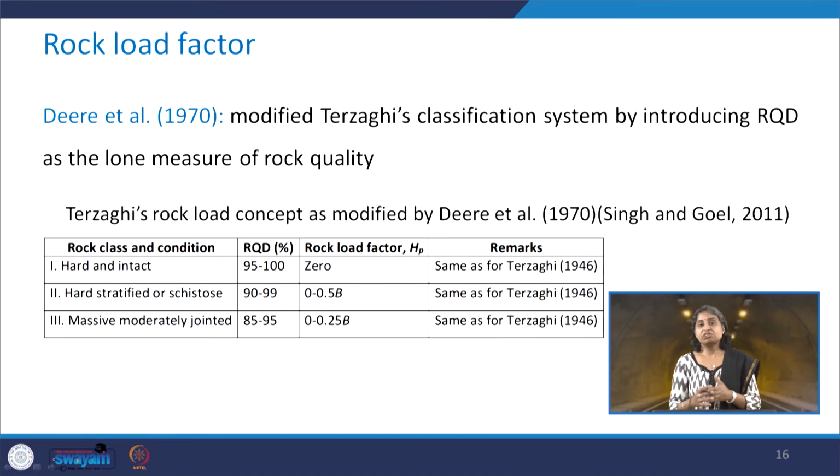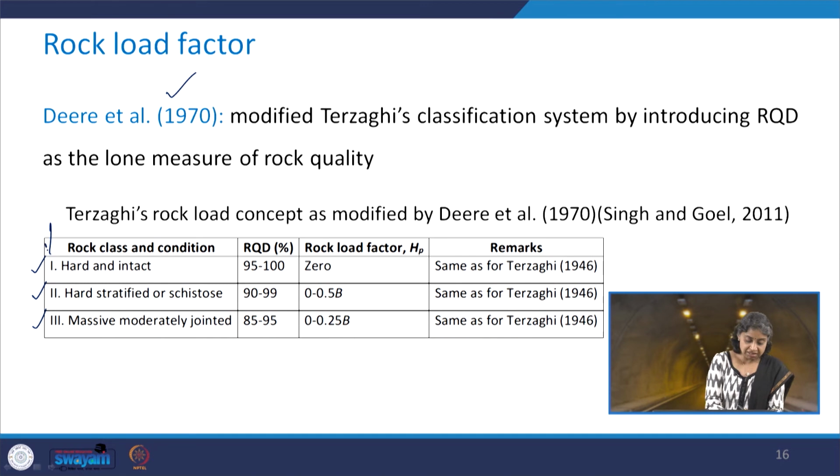Then, as I mentioned, Terzaghi's rock load theory has limitations. So, some other research workers modified it by introducing RQD as the lone measure of rock quality. Here is one such modification that I am going to discuss with you, which was given by Deere et al. in 1970, for various types of rock class and condition.